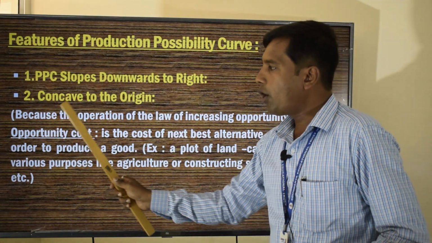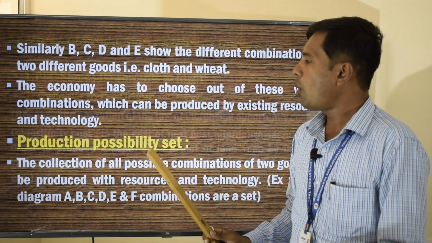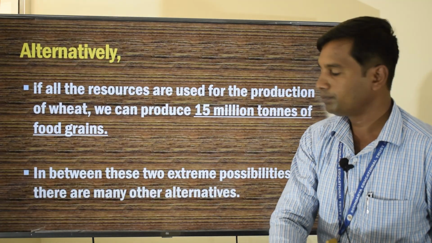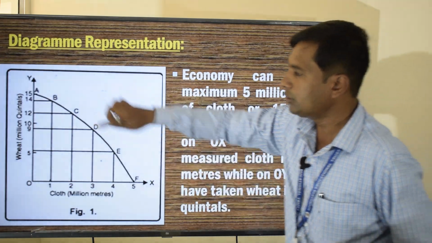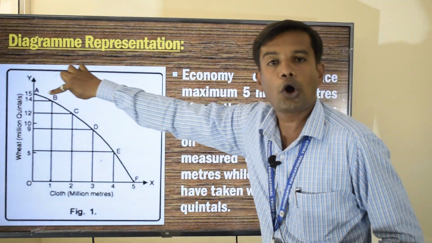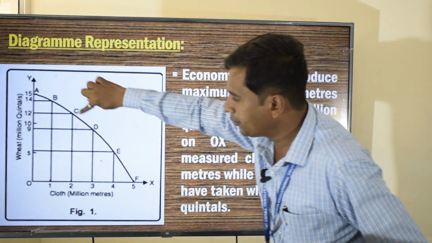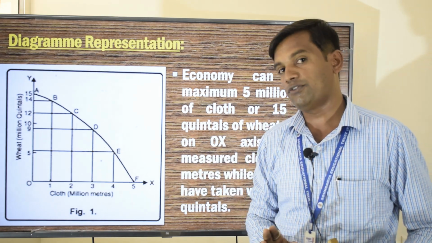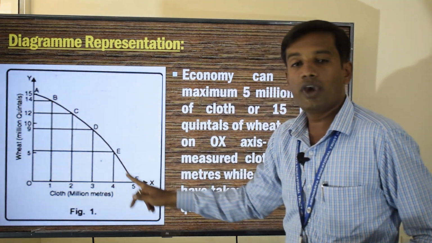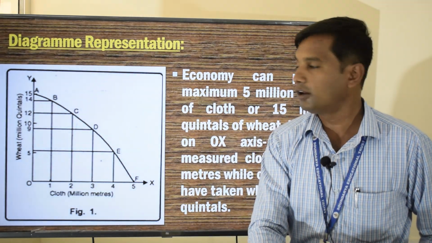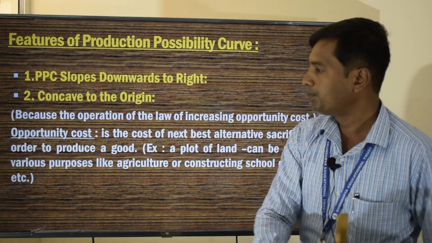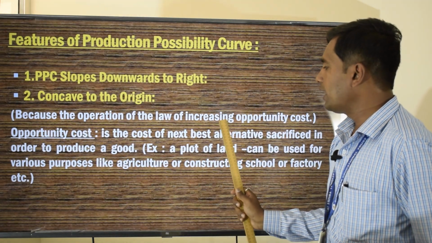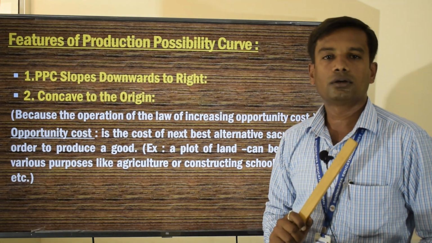Second point, concave to the origin. Can you see the diagram? Just observe this diagram. It is in concave shape. Concave to the origin. Why is it concave? We should understand, it's very important for us. The PPC is always concave to the origin, because of the operation of the law of increasing opportunity cost.